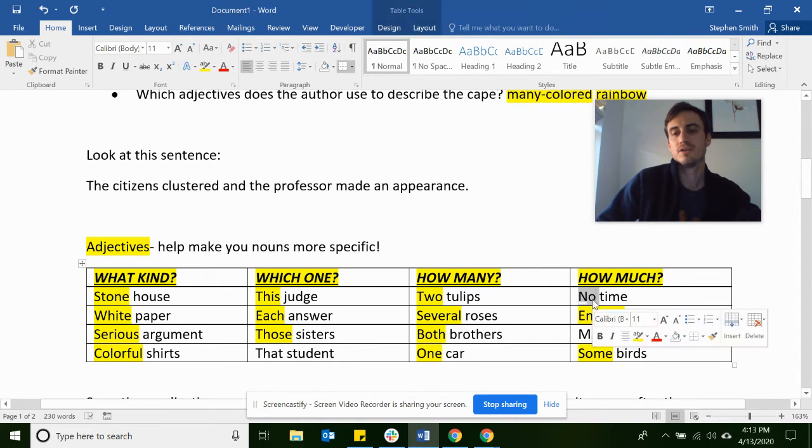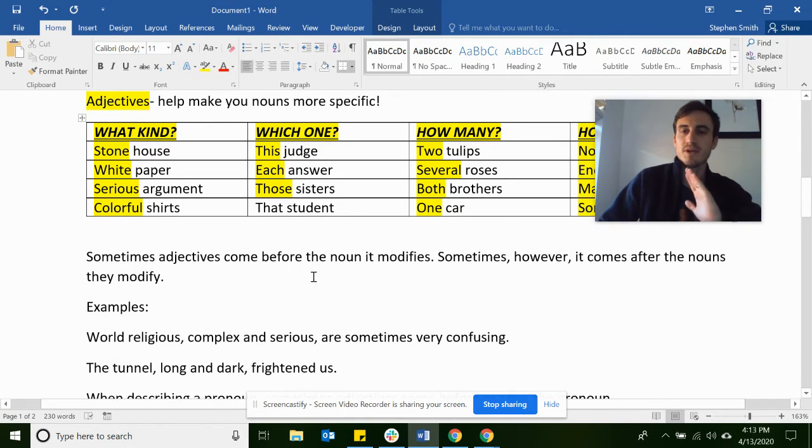How much? No time. Enough apples, many hobbies. All of the adjectives are in yellow. You notice that the adjectives come before the noun. That's usually the case. But sometimes they come after the nouns they modify.